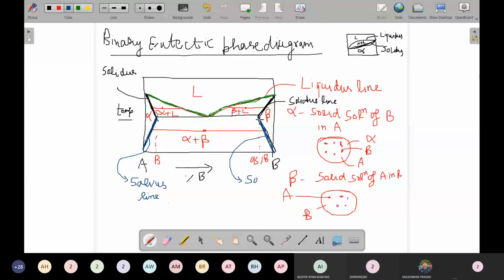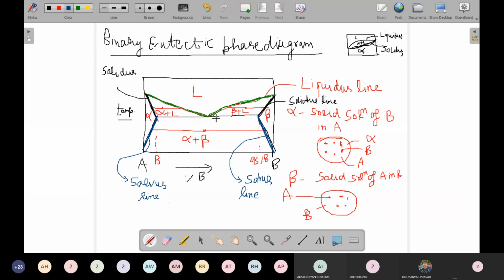Why? Because this line also separates this one solid phase region from two solid phase regions. You can see this line separates this region from this region. So that's why this line is known as the solvus line. You don't have to remember, just simply know the definition. If you know the definition, you can draw any line and tell which line belongs to the solidus line, which is our liquidus line, and what is our solvus line.